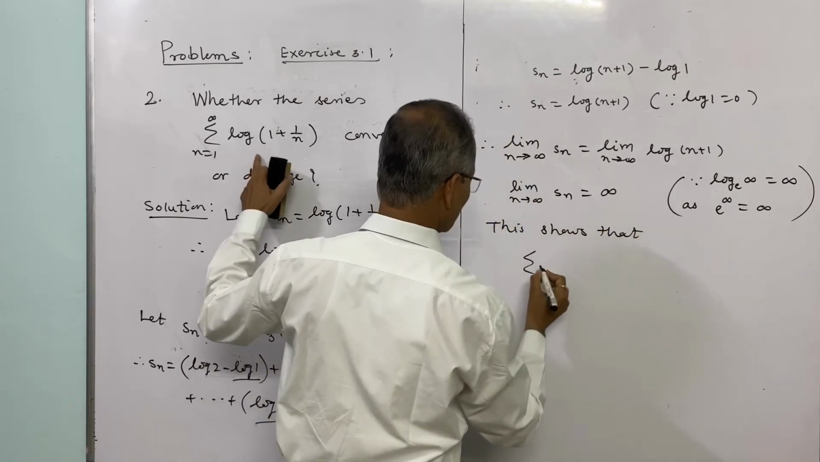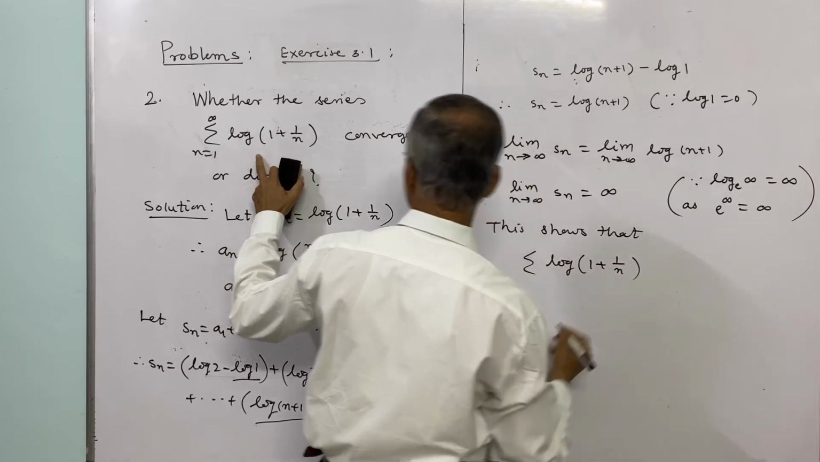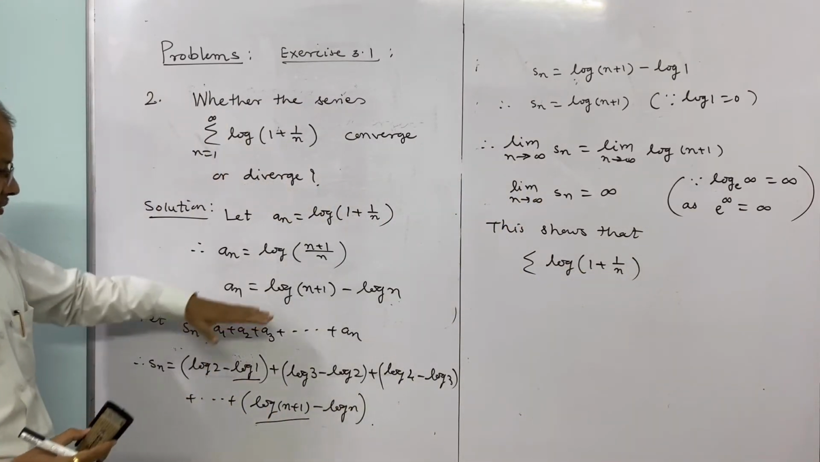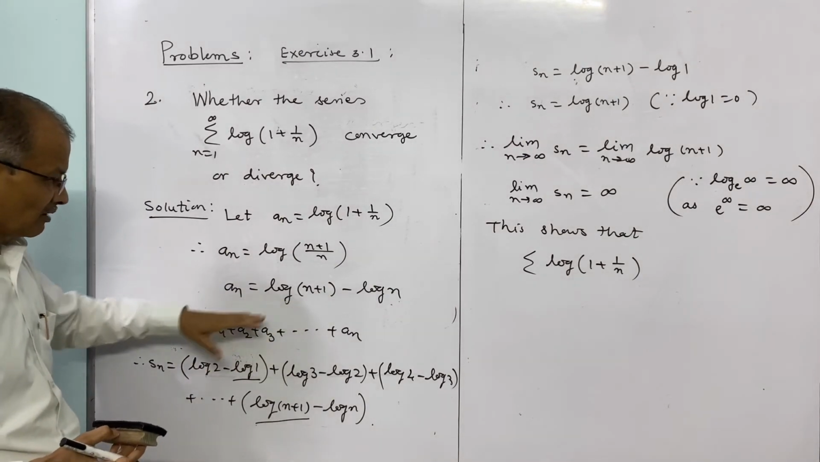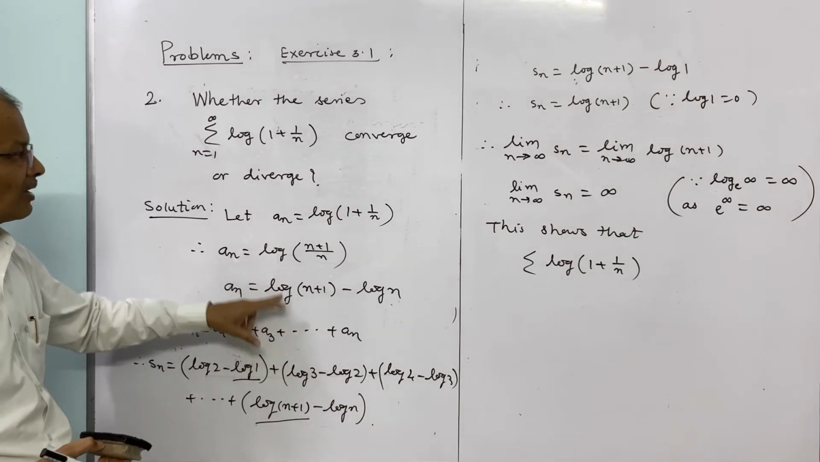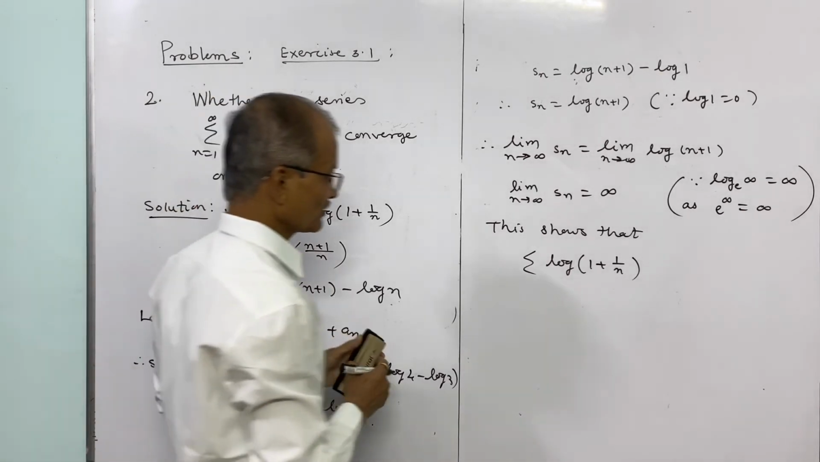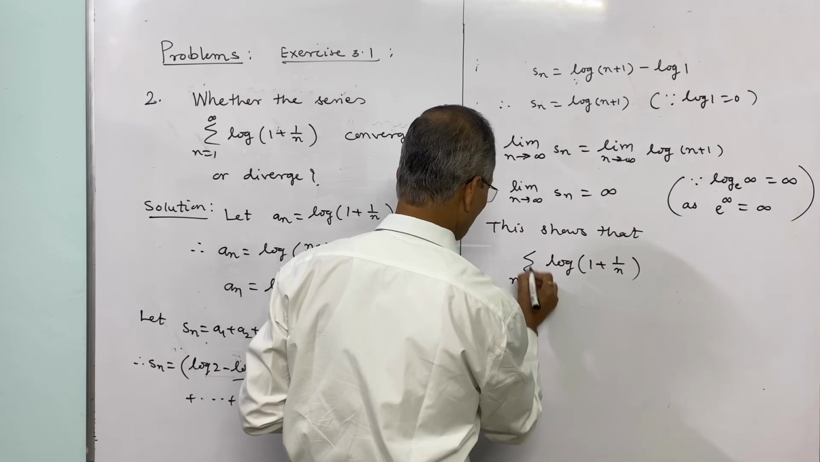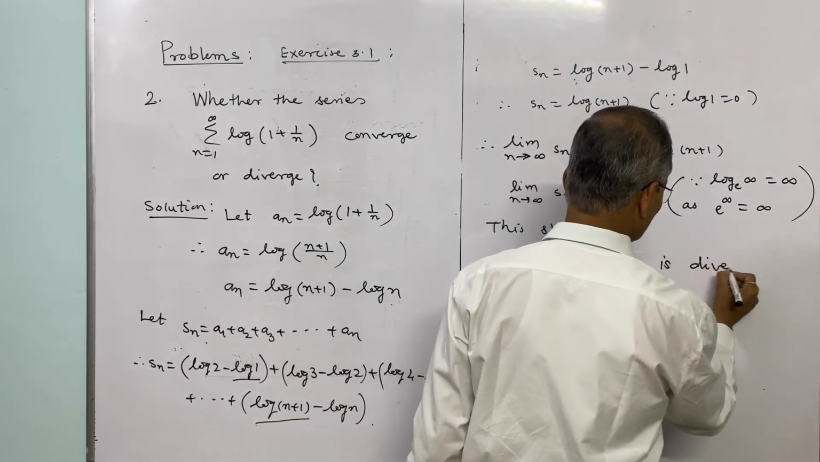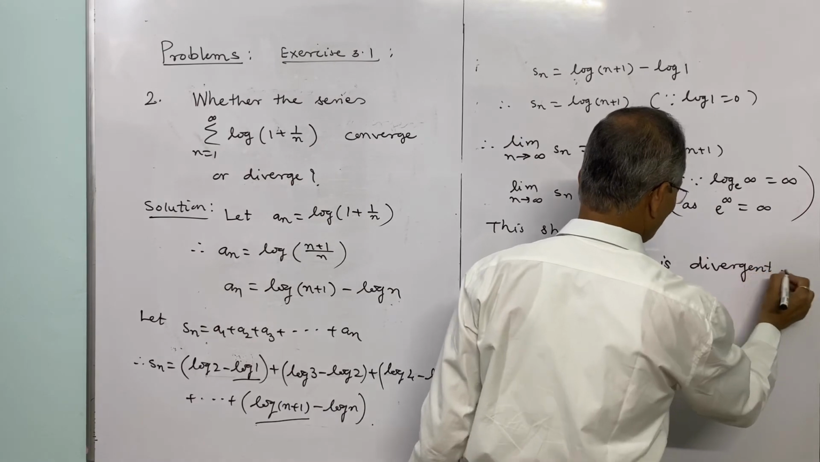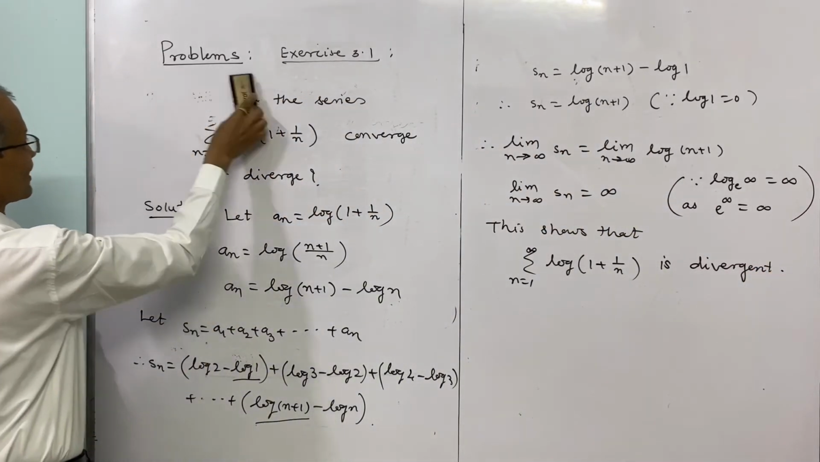The original given series is in this form. Because we have written An by simplifying or adding these terms in this form, the original form of An is this one: the sum of log of (1 plus 1 by n), n from 1 to infinity, is divergent, it diverges to positive infinity. So this completes the solution of the second example.